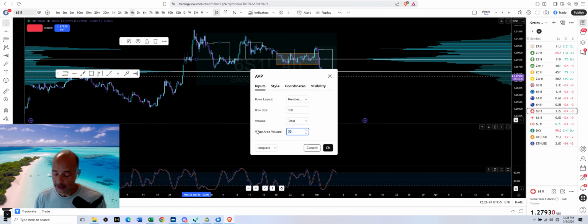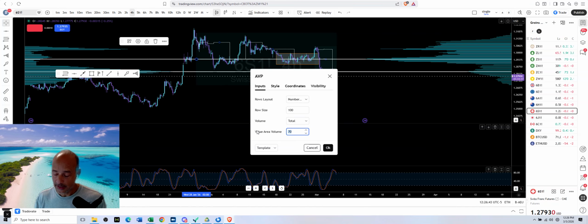You don't need the developing POC, but I like it, especially when the market's trending, because it helps me confirm the trending market as the POC drops down. Obviously you don't have a photographic memory to know where it came from, and I want to know not only did it move, but when it moved. That's why I use it. You don't necessarily need to, but it's a real thin line. Who cares? It doesn't really take up a lot of space on the chart.